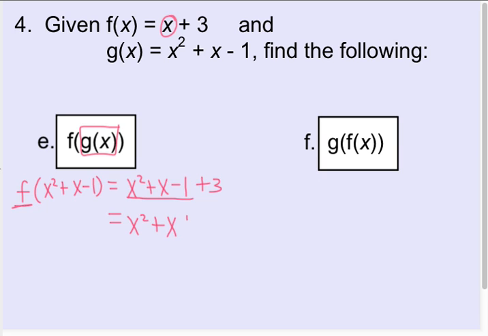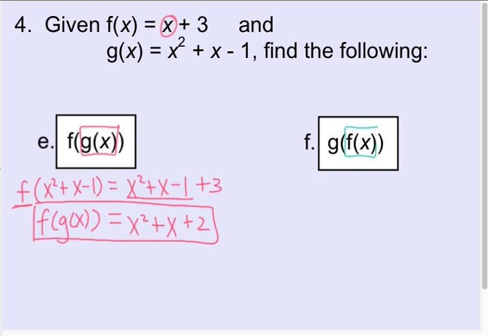Negative 1 plus 3 gives me 2. So f of g of x is equal to x squared plus x plus 2. Okay, now we're going to do the same thing, but now we're going to put f of x inside our g of x function. So I'm going to put g, and then I'm going to put my f of x function inside of there.